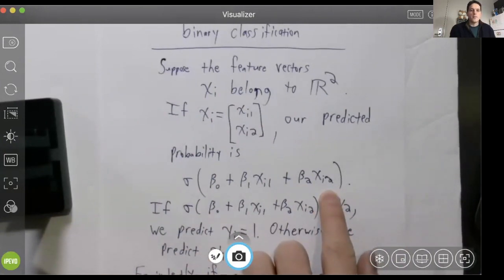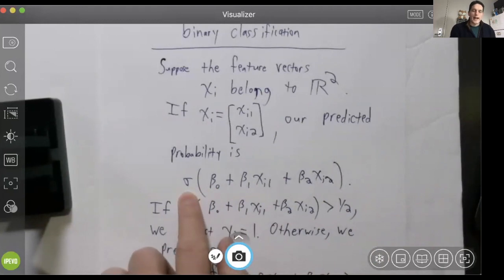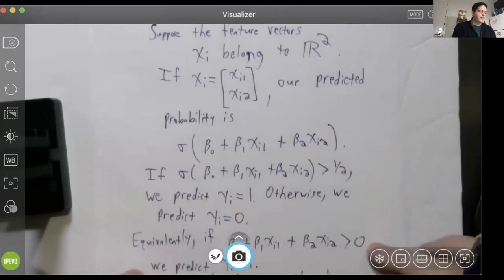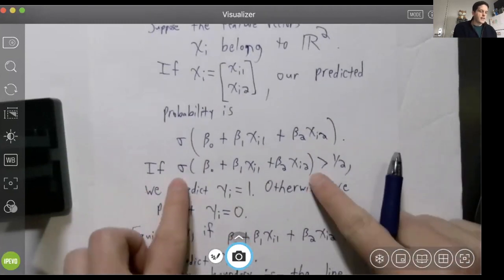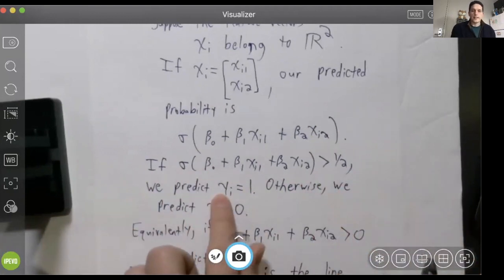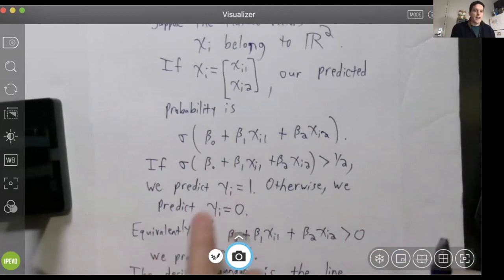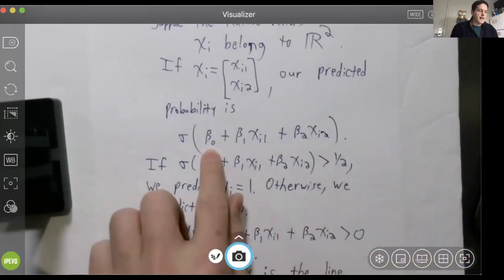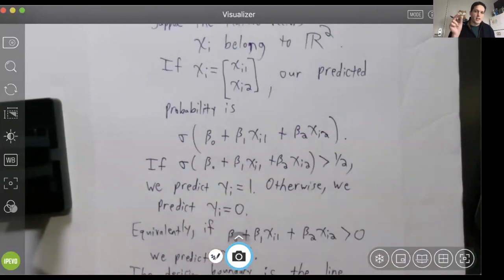We take that number, we plug it into the sigmoid function. As we know, the sigmoid function is useful because it converts a number into a probability, and that's our predicted probability. If this predicted probability is greater than 1/2, then we predict that the label for the ith training example is 1, and otherwise we predict the label is 0. These three numbers, beta naught, beta 1, and beta 2, are like knobs in our model. These are knobs that we can tune to make our predicted probabilities as accurate as possible.